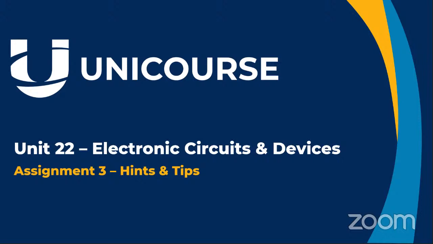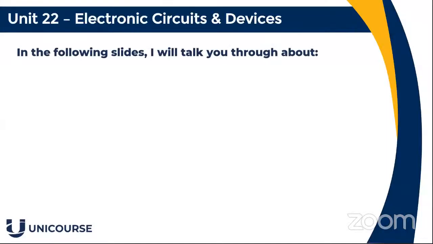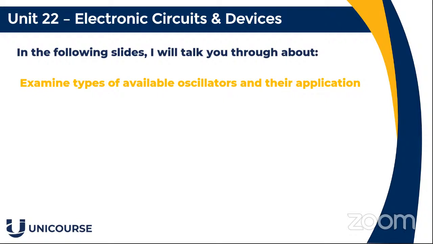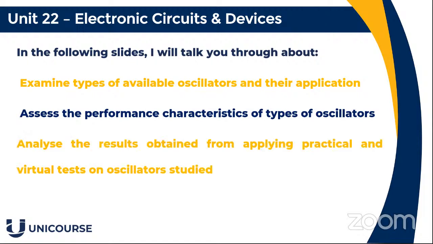This afternoon, we're looking at Unit 22, Electronic Circuits and Devices, and we're going to be looking at Assignment 3, the theory, hints and tips at the end of this presentation. So let's look at what we'll be seeing through this presentation. We're going to be looking at the different types of oscillators and their applications. We'll be assessing their performance characteristics of types of oscillators, and analyzing results obtained from applying practical and virtual tests on the oscillators.